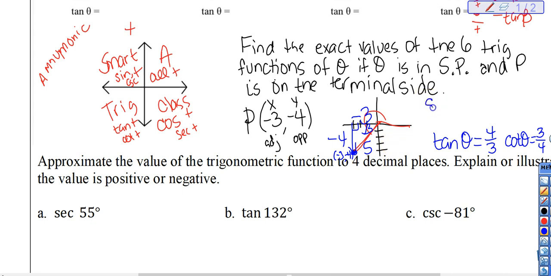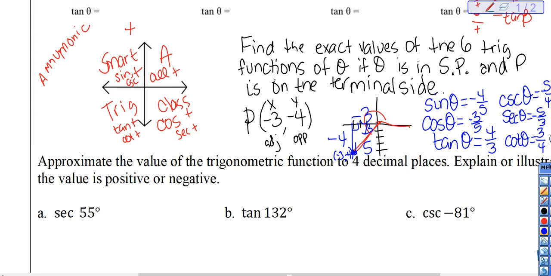Okay, so what's our sine? Sine should be positive or negative if I'm in quadrant 3? Negative. So it's opposite, which is -4 over hypotenuse, which is 5. And then it's cosecant, which is your reciprocal function, -5 over 4. It's just a negative fraction. Cosine of theta, adjacent over hypotenuse, -3/5. Secant, which is your reciprocal, -5/3. And there you have it.